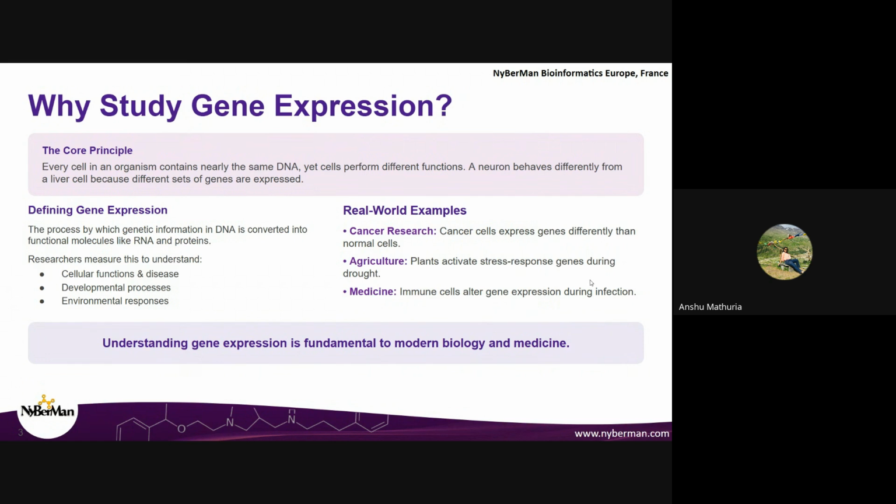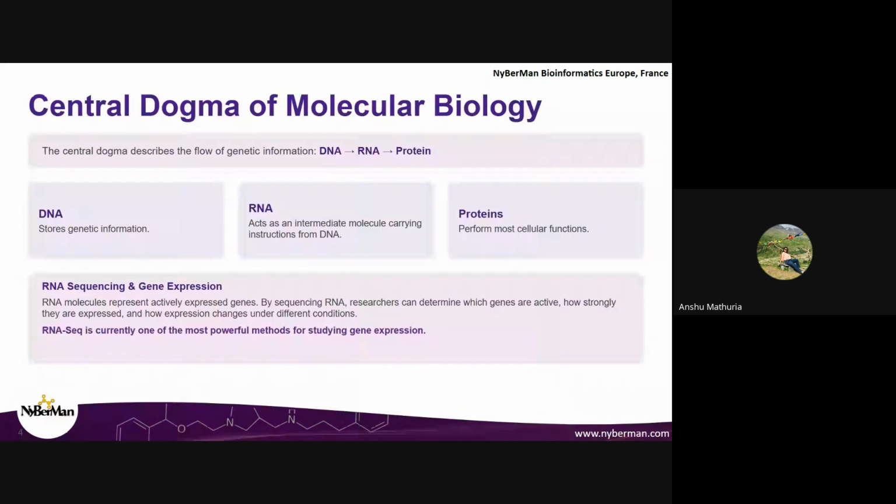Then next comes medicine. Immune cells also alter gene expression during infection. Whenever we get an infection, there are certain immune proteins that are produced more as compared to others. So that also correlates to gene expression. Basically, the main concept we should grasp from here is: what is gene expression, and how is gene expression leading to a change in a human body, in an environment, or in any subject we are studying? Now, the foundation of molecular biology is based on the central dogma, that is, from DNA to RNA to protein.